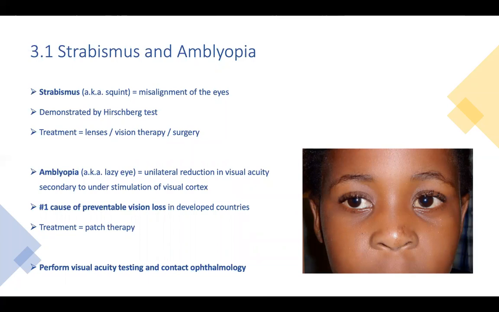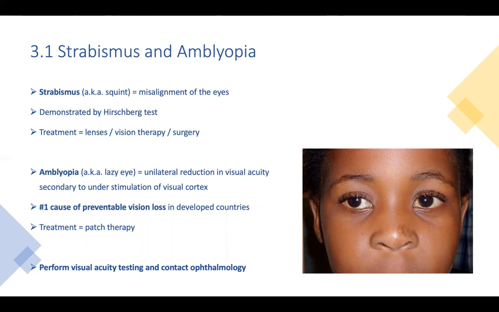In the photograph, you can see a pen torch is being held away from the child's midline. The reflection lies centrally within the child's left pupil, but medially to the child's right pupil. This confirms that the child has a right-sided exotropia rather than a left-sided esotropia. Treatment for strabismus is lenses, vision therapy, or surgery.